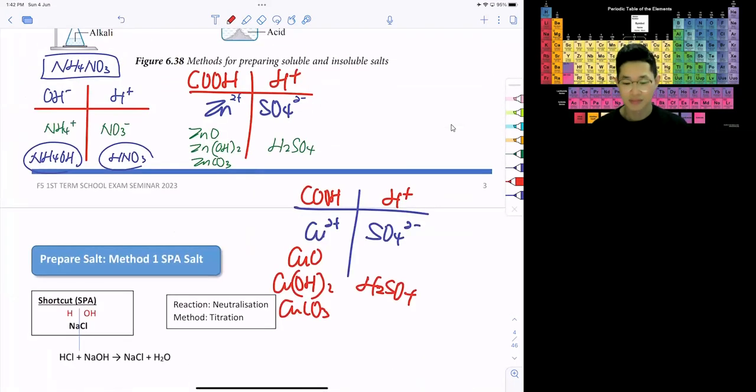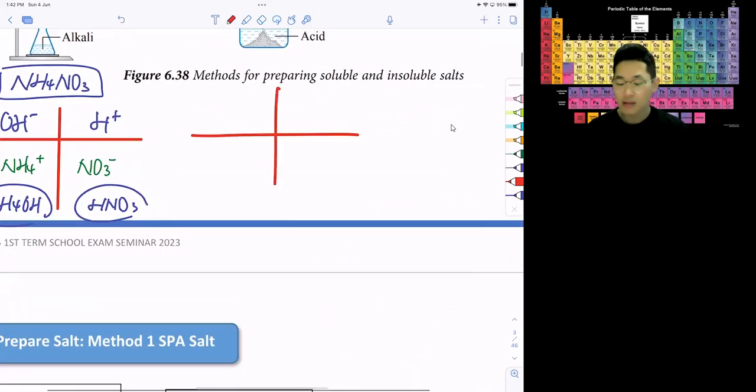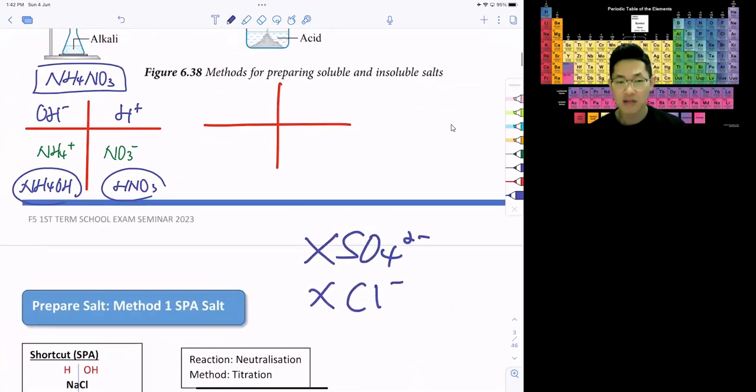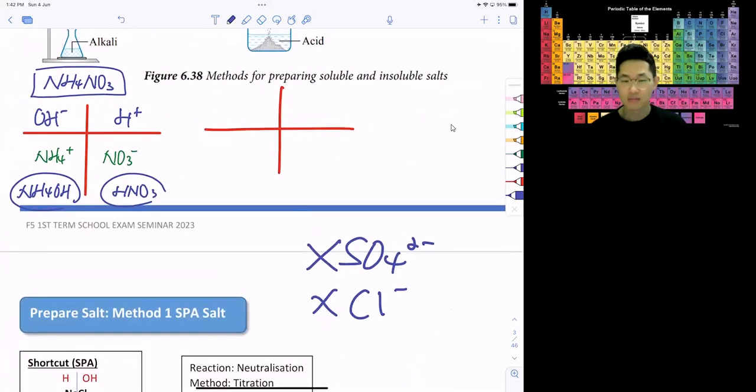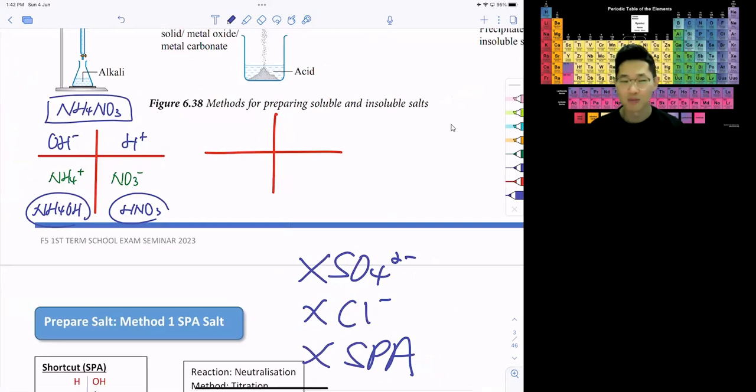Okay, now you will be the one giving me an example of a soluble non-spa salt. I do want, by the way, I don't want sulfate, I don't want chloride. You have to give me a soluble non-spa salt without sulfate, without chloride. No spa, no sulfate, no chloride. One example, please.